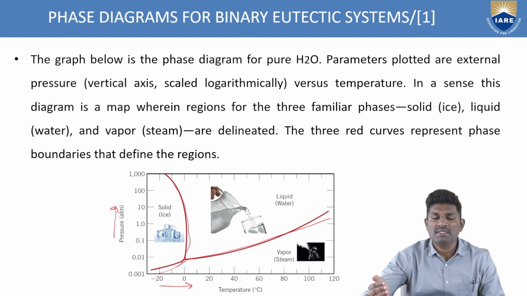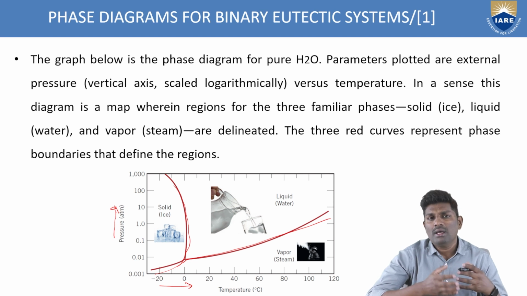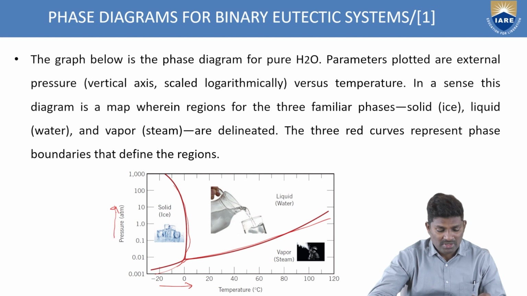Initially it is in the solid phase, that means ice. Ice is in the form of a solid phase, and the solid phase has a minus degrees temperature. That's why, if you see here, the temperature is around minus 20 degrees centigrade. So at minus 20 degrees centigrade, pure water will be in the solid state.